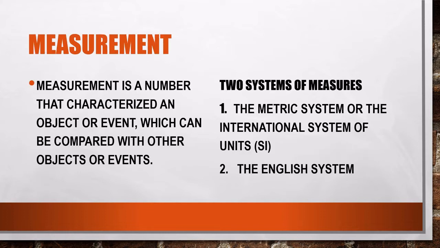What do we mean by measurement? So measurement is a number that characterizes an object or event which can be compared with other objects or events. Now, there are two systems of measures. Number 1, the metric system or the international system of units or the SI. And number 2, the English system. So sa atin sa Pilipinas, mas ginagamit natin yung metric system or the international system.